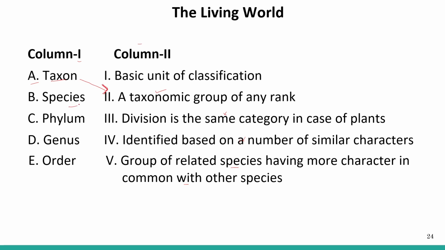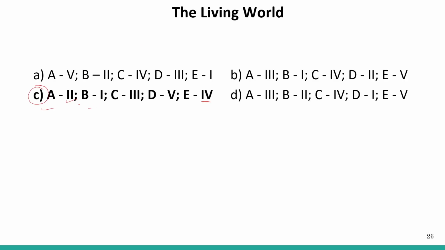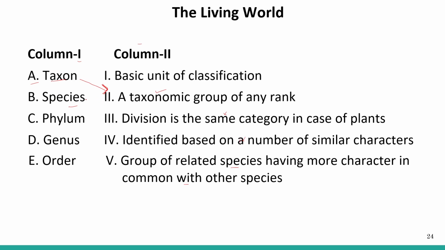Now option B, species. What is species? Group of related species. Option B is 1. Species is a basic unit of classification. It is the lowermost taxon, or you can say it is a lowermost unit. Then phylum. Division is the same category in case of plants. Option C should be third. Phylum we call it in case of animals. Division we call in case of plants.